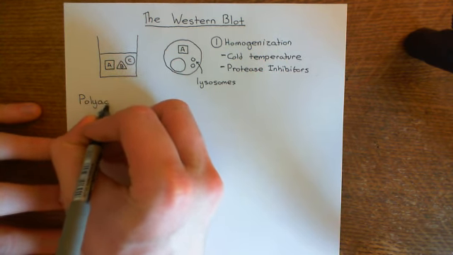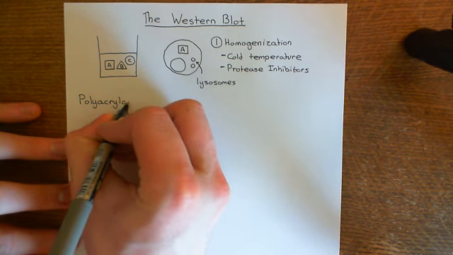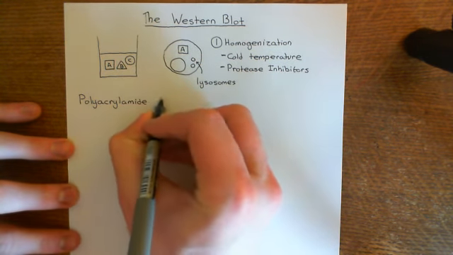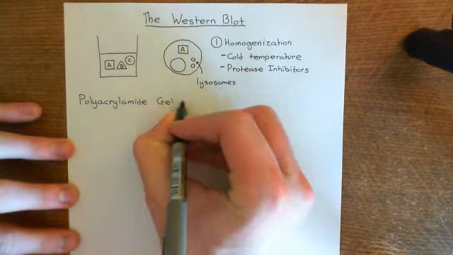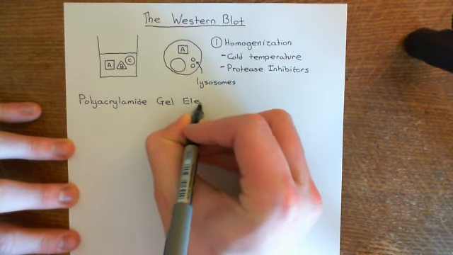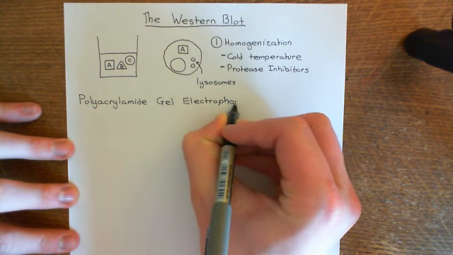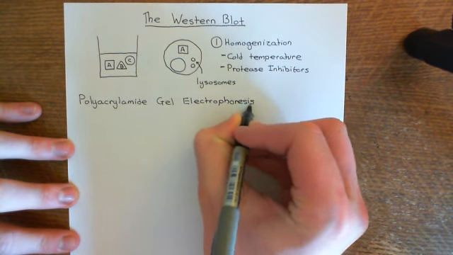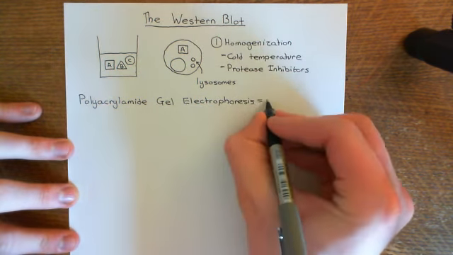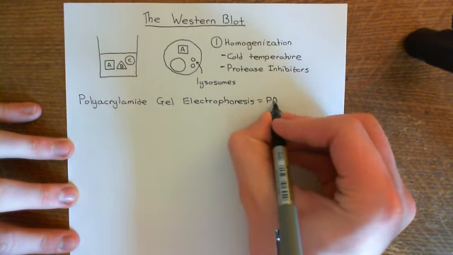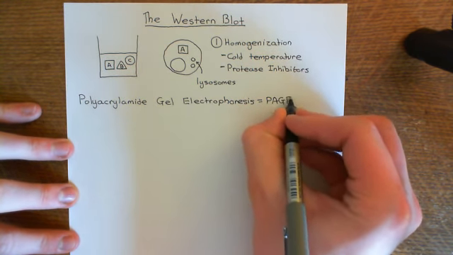So the way that this is going to be done is through something known as polyacrylamide gel electrophoresis. Polyacrylamide, and then gel electrophoresis. For short, it's usually abbreviated to PAGE. So PA for polyacrylamide, and then GE for gel electrophoresis, so PAGE.